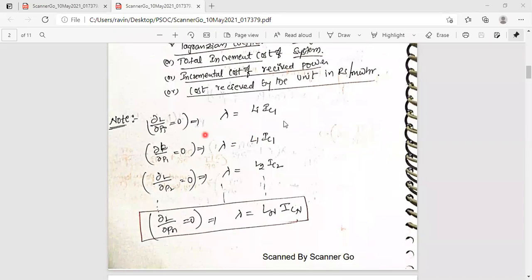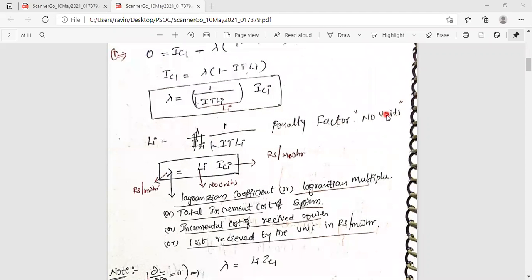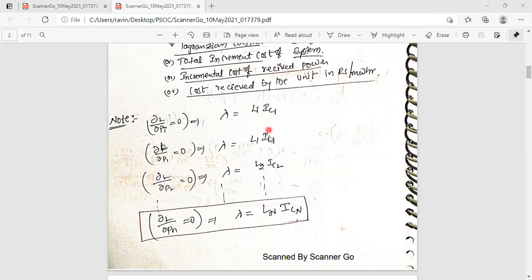So, for example, there are n generators connected in parallel. This is a general abbreviation. Lambda is the Lagrangian coefficient. Lambda is equal to Li ICi. Li is the penalty factor, and it doesn't have any unit. IC is the incremental fuel cost. If lambda is equal to L1 IC1 for the first generator P1, and if generator P2 is added, then L2 IC2, and like that up to Ln ICn.